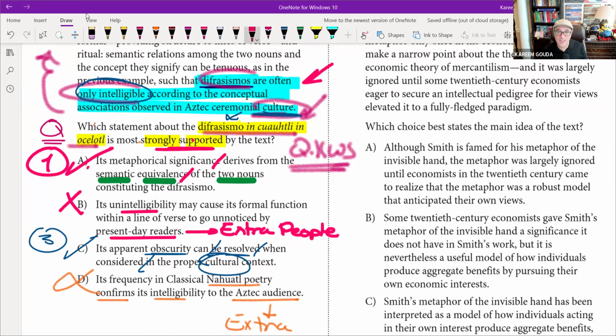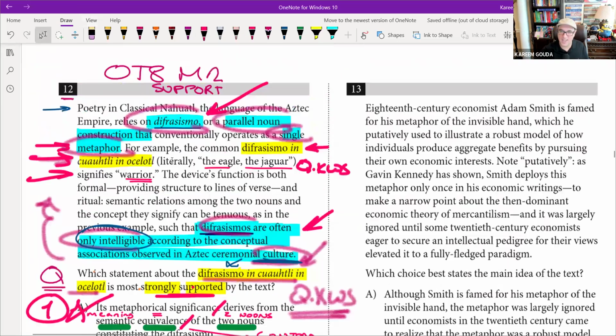So semantic right here means the meaning. Equivalence means equal. Two nouns. Are the meanings of the two nouns the same? Do the two nouns in the differencismo mean the same thing? No. So this part in green is actually a contradiction skill. This is the opposite of what we're saying in the citation. So A is wrong. Why? Take a look at part A. What does it say?